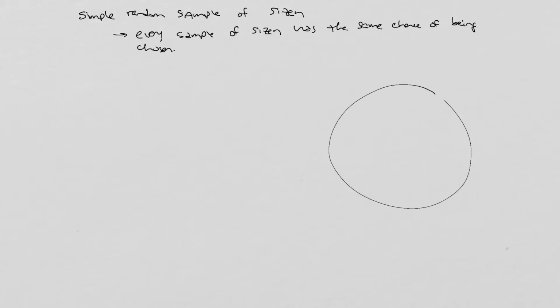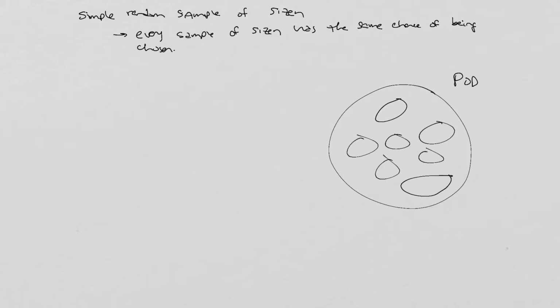Record this. What that means is every sample of size n has the same chance of being chosen. In other words, if I have this population right here, the odds of me pulling out this sample of size n is the exact same thing as pulling out this sample of size n, this sample of size n, and so on.